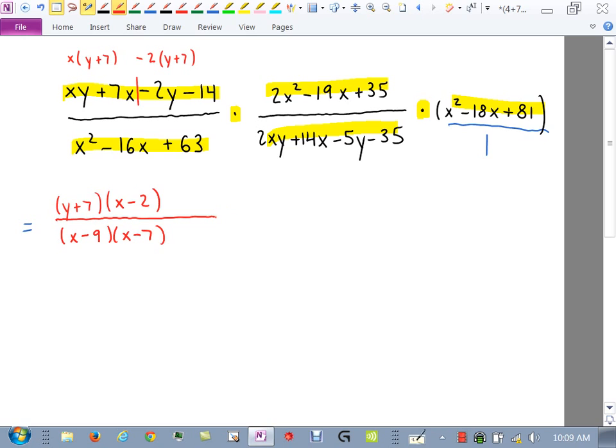How about the middle top? Another AC method, right? I have 70 and negative 19. Oof. What are the factors of 70? 35 and 2? Is 3 going there? No. 4? What is it? 5 and 14, they'll both be negative, right? 5 and 14. So it should turn out to be x minus 7, 2x minus 5.